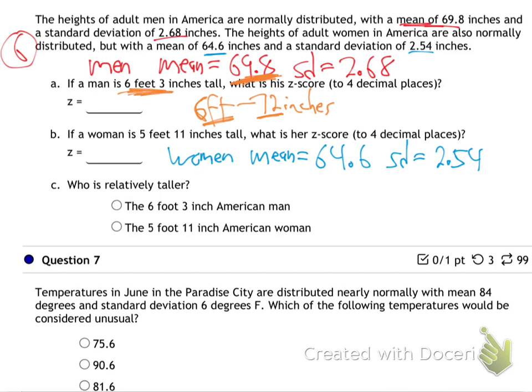So therefore, back to this question: is 6'3" tall? Yeah, he's taller than average. Let's go down to the woman now. So that man's taller than average. The woman, she's 5'11". What's the average woman? 64. I don't even know.